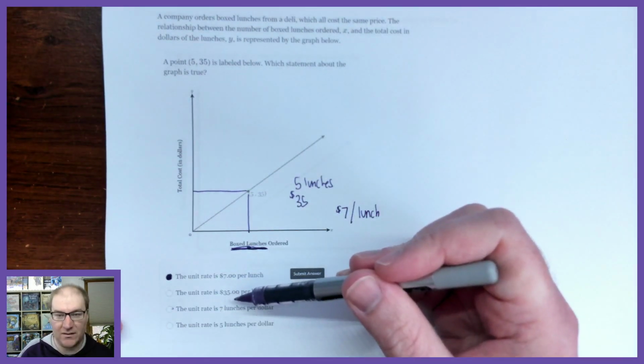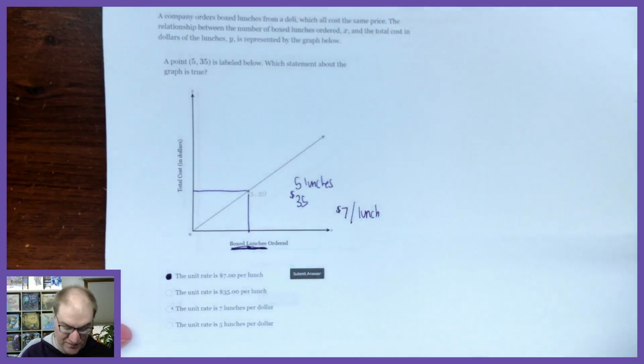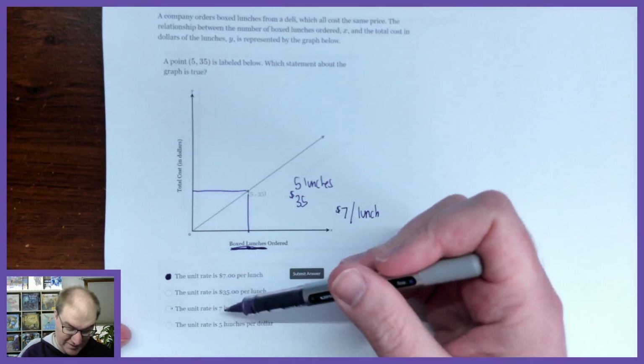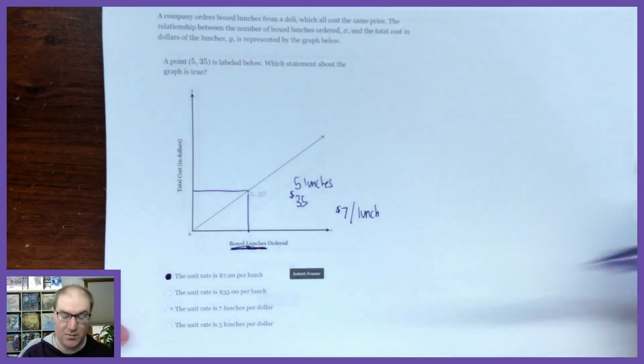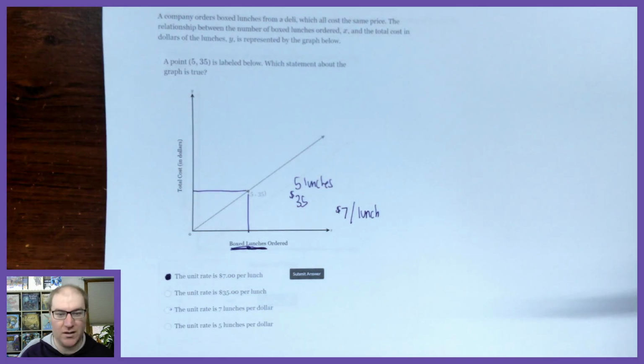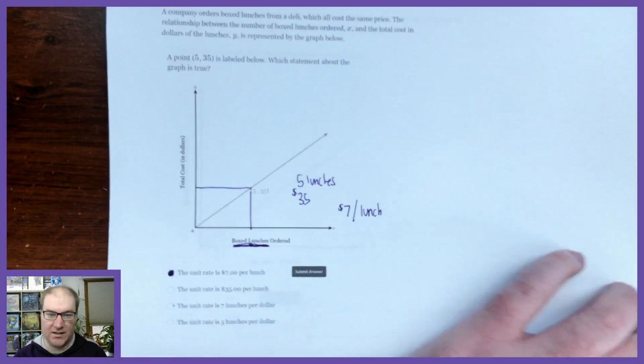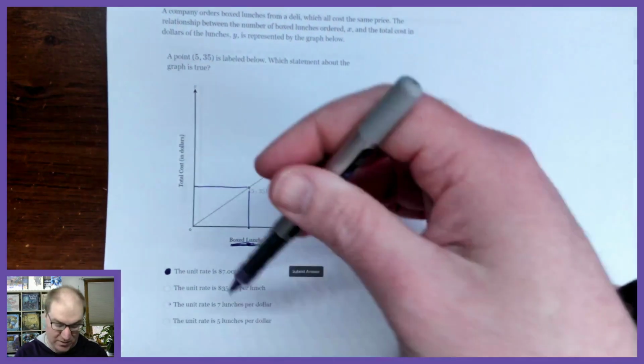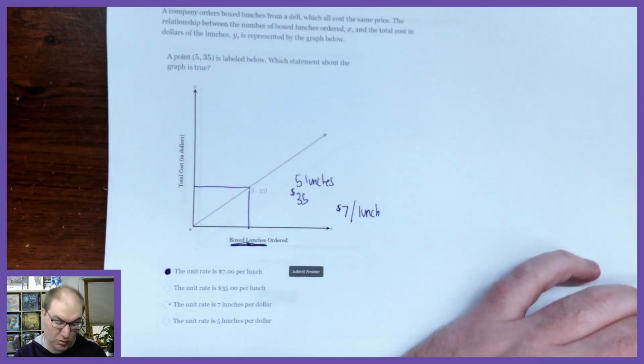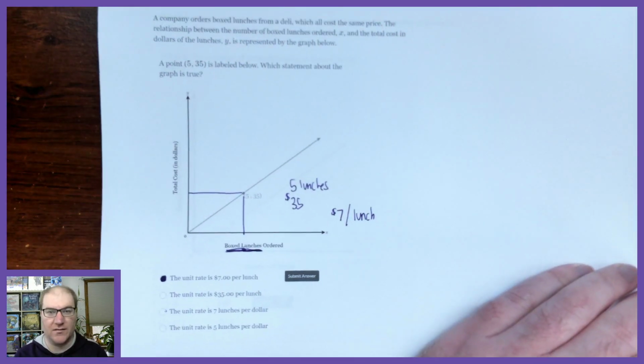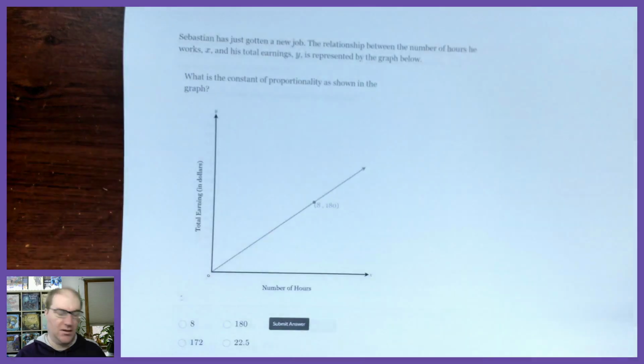No, it's not $35 a lunch. $35 got us 5 lunches. The unit rate is not 7 lunches per dollar. That would mean that for $1 you could feed a couple families. And 5 lunches per dollar, same thing. $1 does not get you that many lunches, right? $1 barely gets you a quarter of a lunch. So the answer for this one is $7 per lunch.